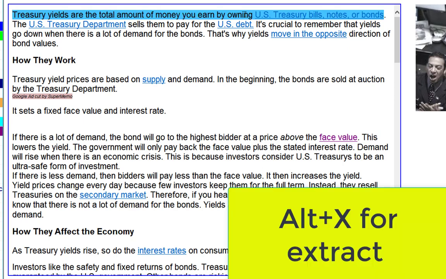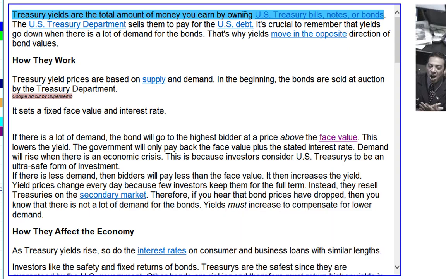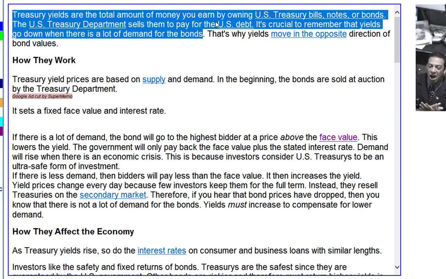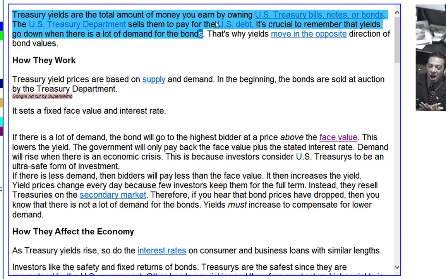Now, the U.S. Treasury Department sells them to pay for U.S. debt. It's crucial to remember that yields go down when there's a lot of demand for the bonds. Well, no idea what it says. Yields go down when there's a lot of demand for the bonds. Maybe it'll be explained. No, incremental reading, I don't need to be stressed. I just extract it, and in the future I'll have it presented for review again. Maybe then I'll understand. I'm not memorizing anything, I'm just reading, trying to figure out what the article is saying.